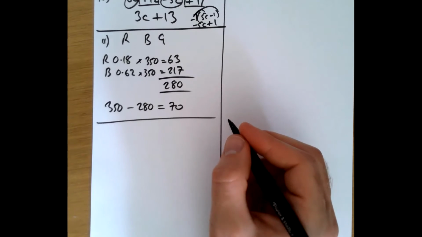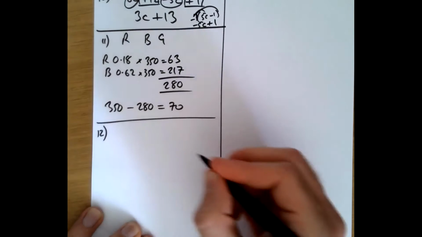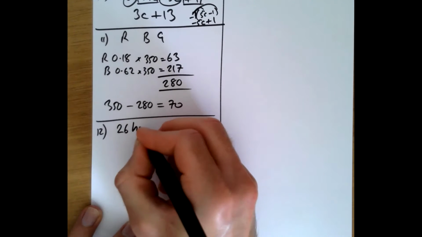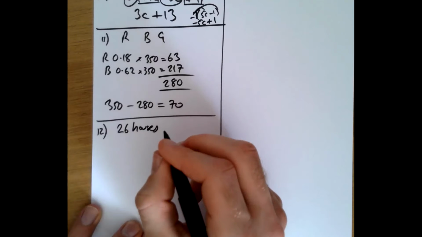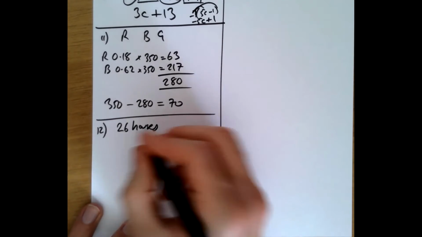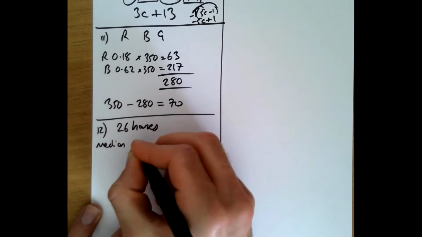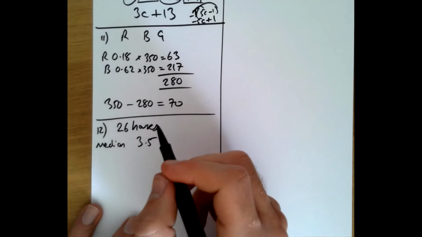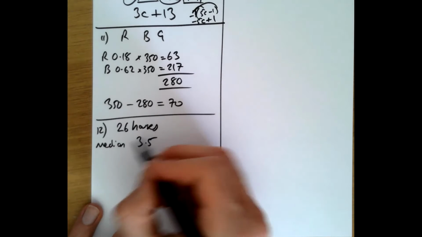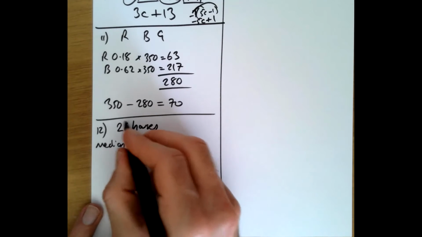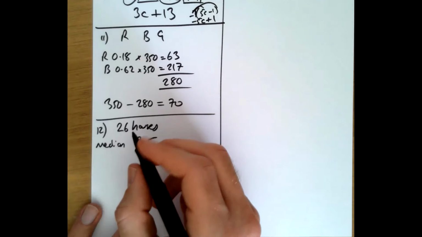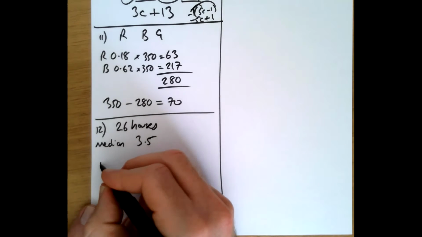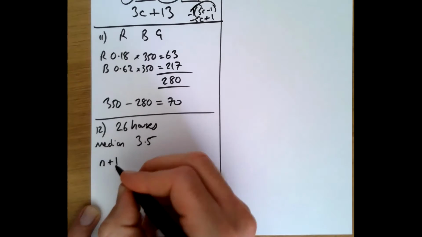Number 12 says, here is some information about 26 houses. Okay, so 26 houses, A, B and C are all different numbers. The median must be 3.5. Work out a possible set of values for A, B and C. So the median then is the middle number. And if you have an even number of houses, it's slightly more difficult to work out. In effect, to work out the median, you have your number. The trick is to add 1 and divide by 2.